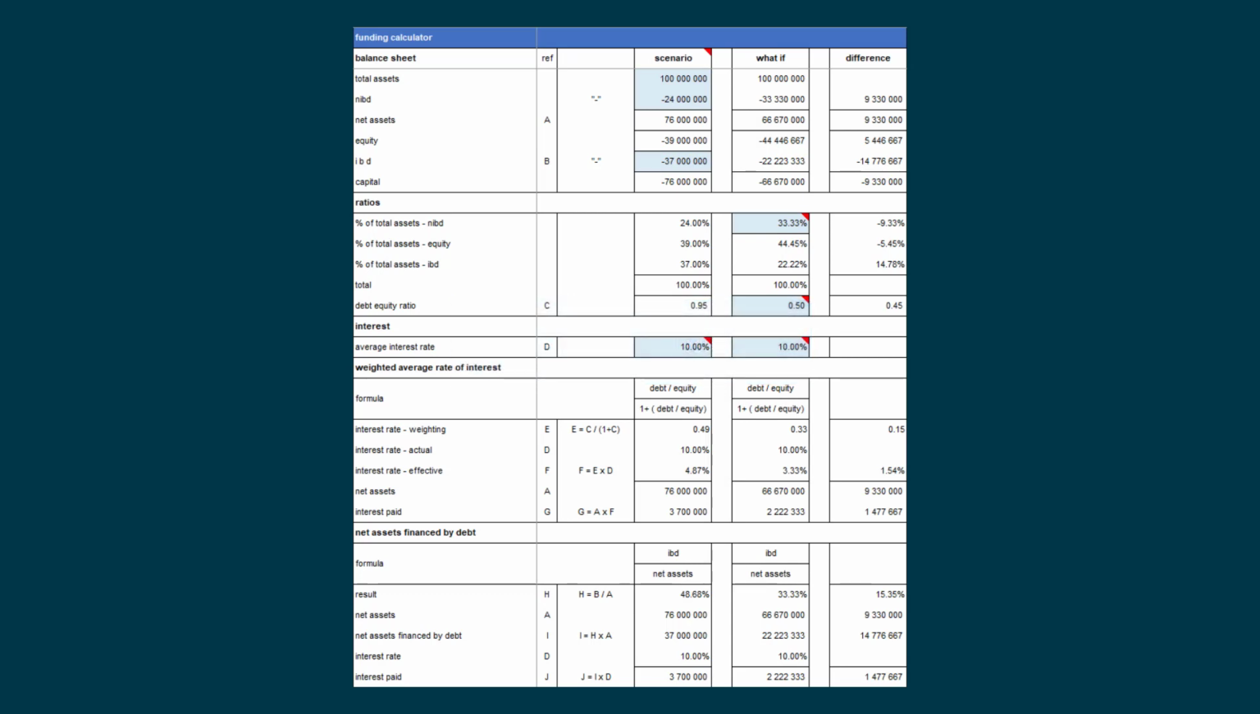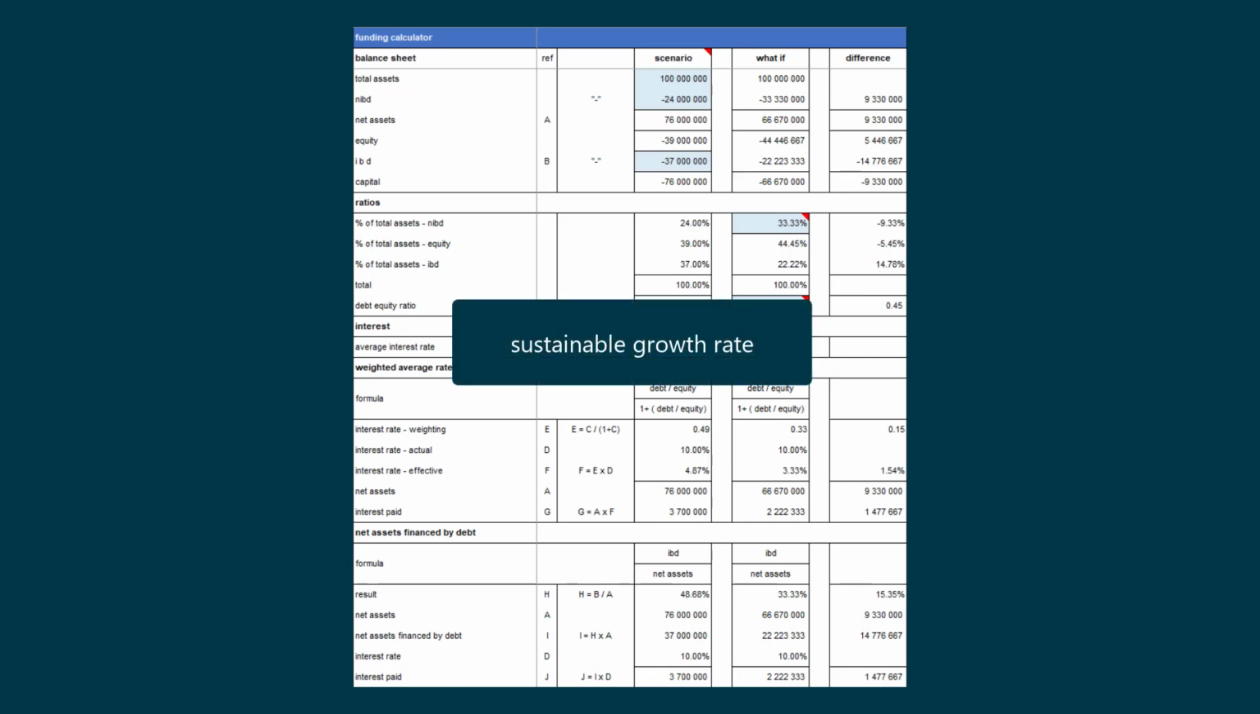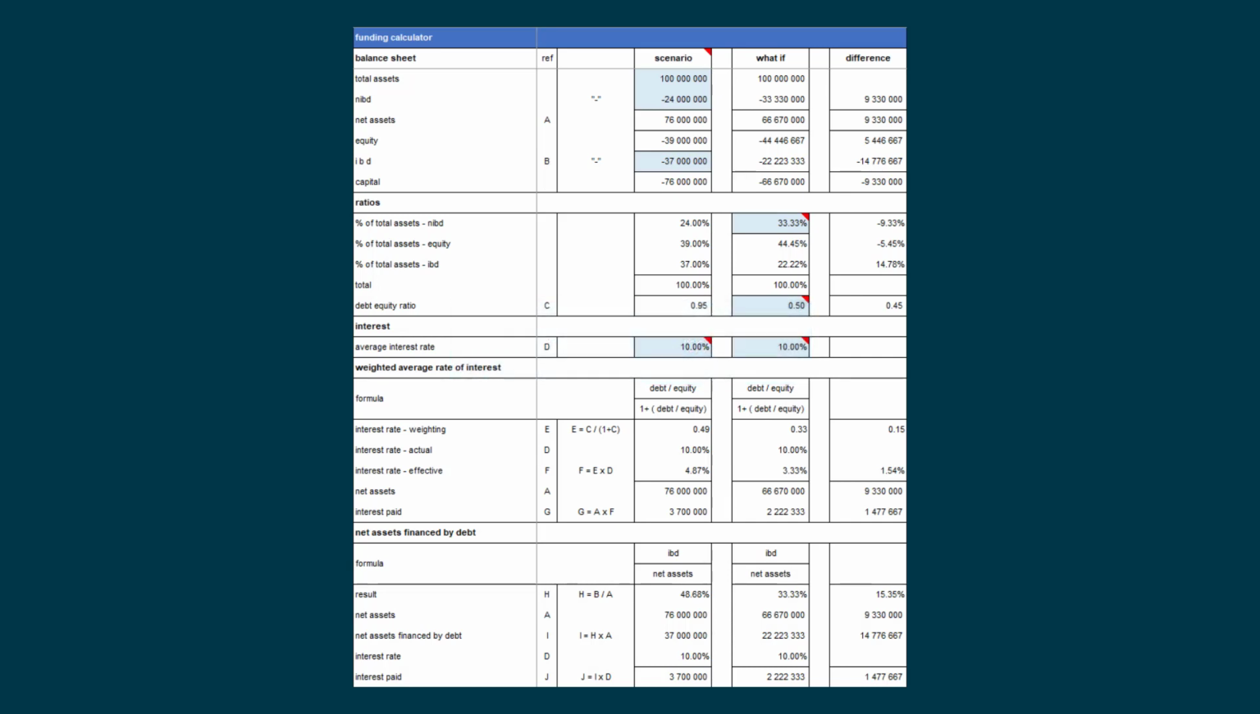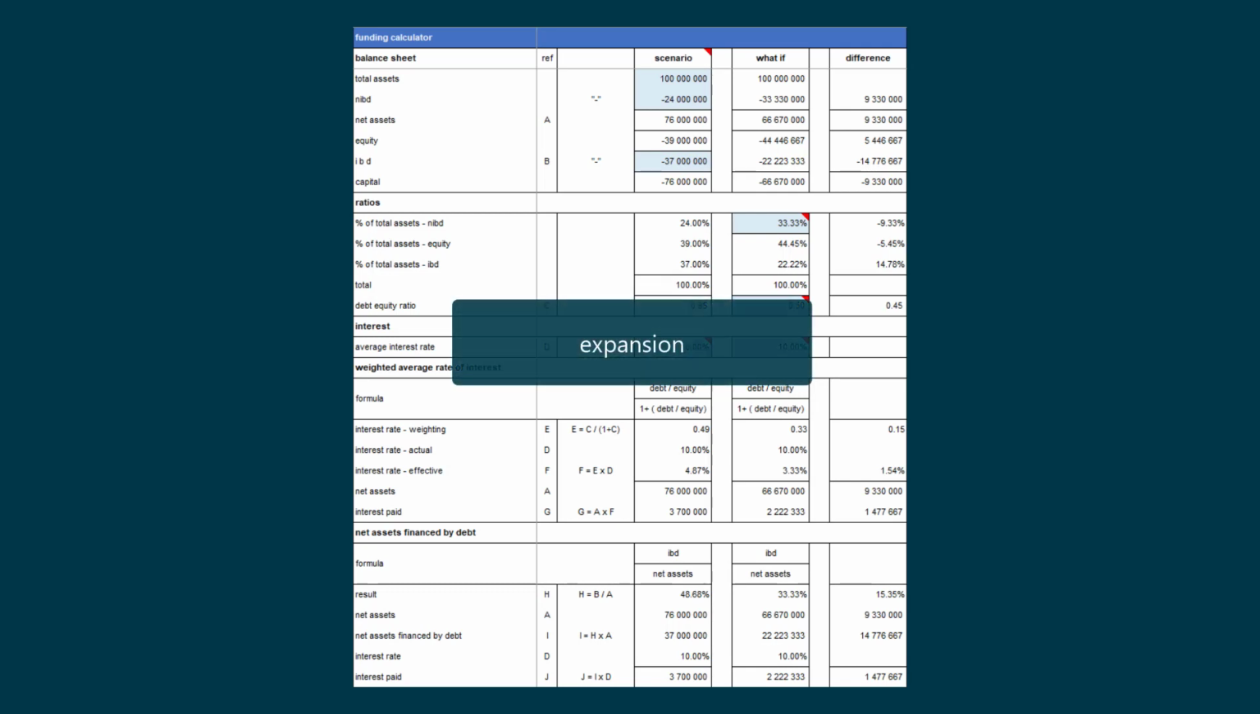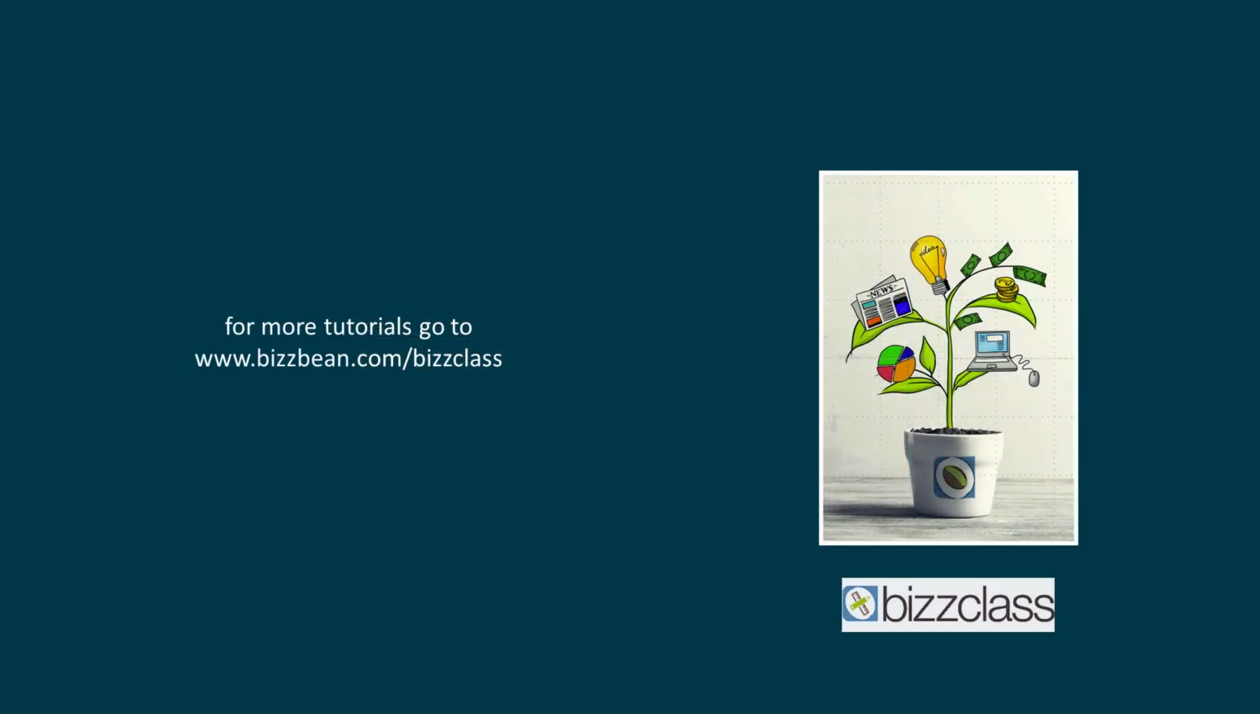This ratio is usually driven by policy and is used to determine the strategic, sustainable growth rate of a business. This ratio is also considered when business expansion is on the table and, of course, when determining the value of dividends to be paid. I hope you find the spreadsheet useful, and hopefully you understand the importance of paying less interest by reducing net assets and reducing the debt-equity ratio in your business.